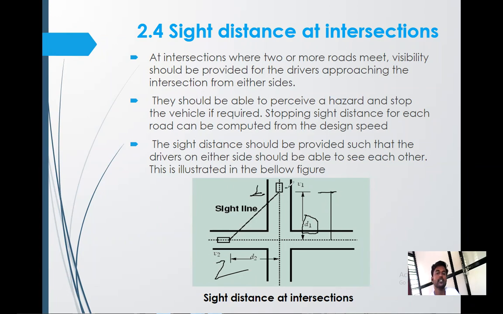Suppose the vehicle is at this position and he saw another vehicle coming from this side and he suddenly applies the brake, he will stop here only. This much distance should be provided as the stopping distance, and this distance depends on the design speed of that road. So this is what we have to keep in our mind whenever we are designing the intersection.